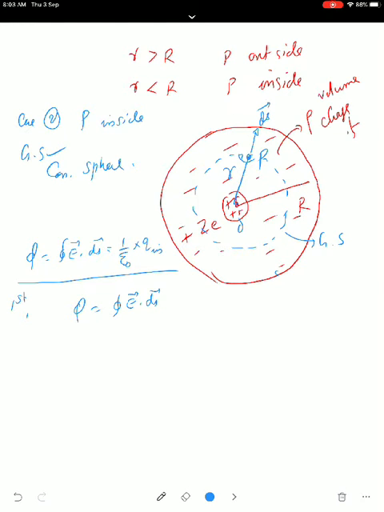Can anyone tell me what will be the direction of the electric field at the point P? Will it go outward or inward? Anyone? Outward. Why outward? Sir, because the positive charge is plus Ze, and the negative charge is less than plus Ze. Any other reason? Which charge is more predominant inside this Gaussian surface?